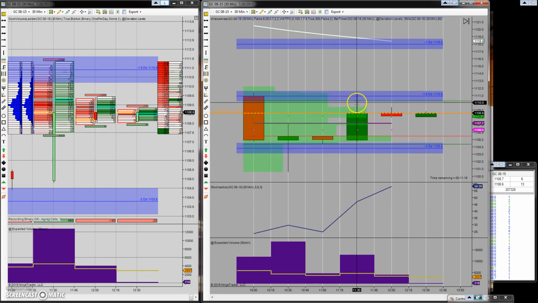The binaries took profit at 91, also up there. And the futures took profit at 11-10-8, which was the exact number there.